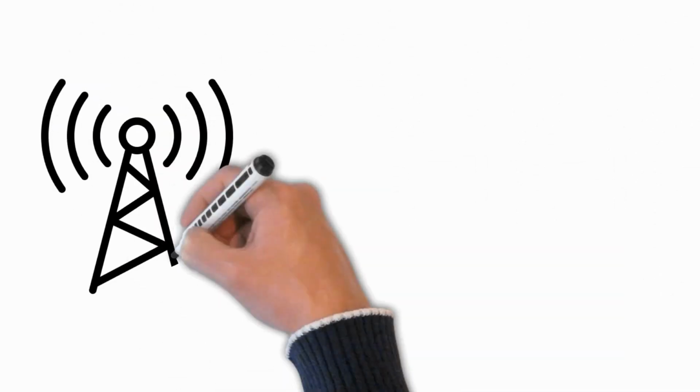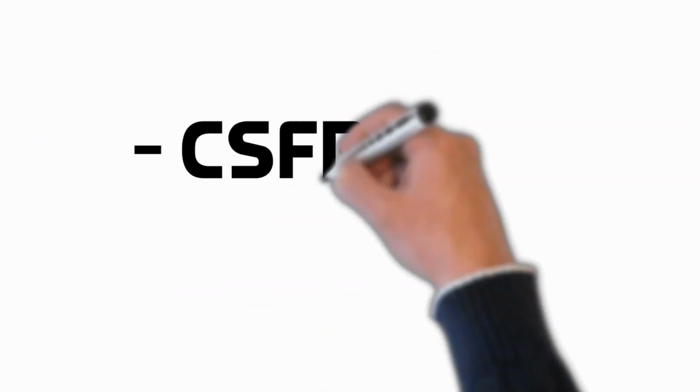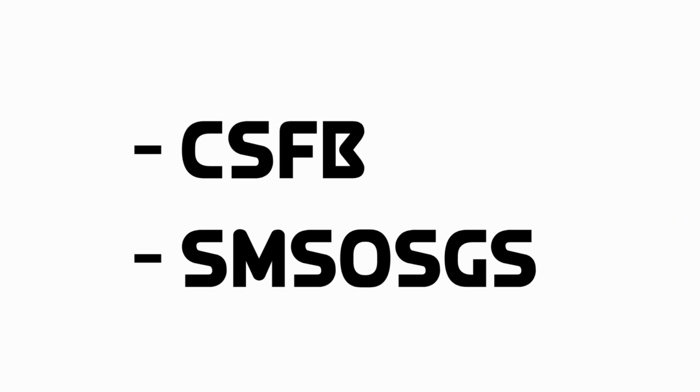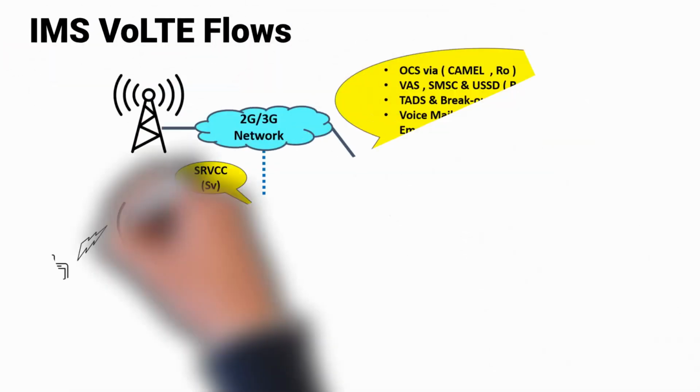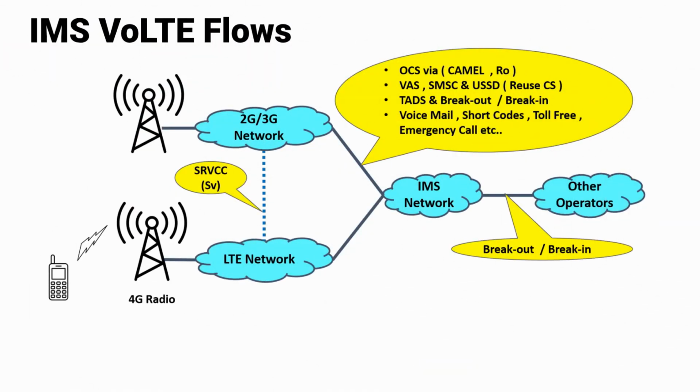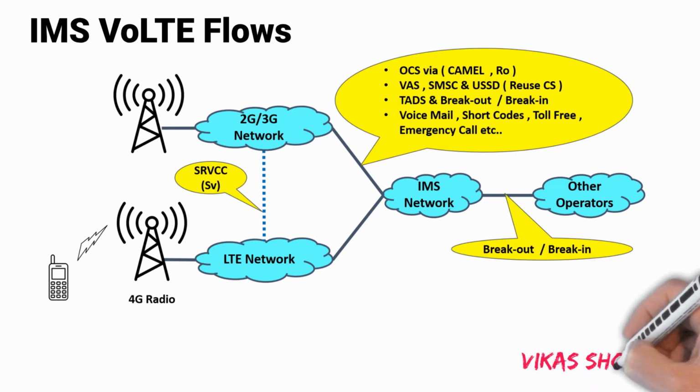There are many technologies which are used here, such as CSFB, such as SMS over SGs. We are going to understand all of these technologies and we'll take it further to correlate with the VoLTE flows. Let's start our journey.